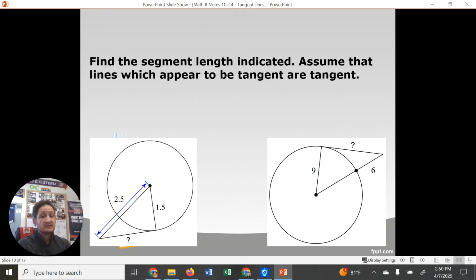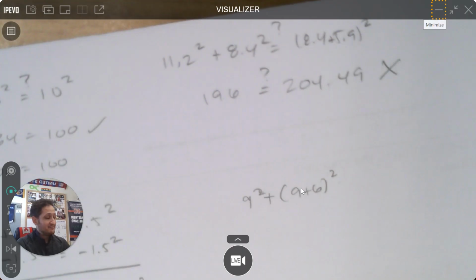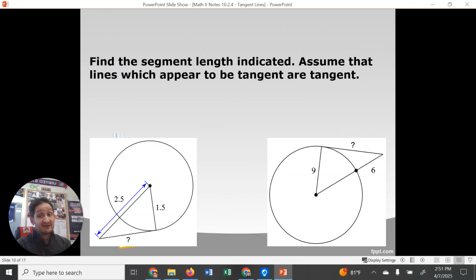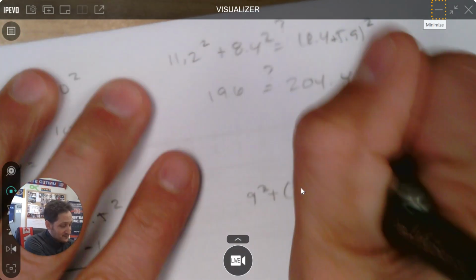Next problem. Did you notice I gave you the radius? The radius is 9, so my hypotenuse is 9 plus 6, which is 15. So I have 9 squared plus, well, I'll say 9 plus 6, but we know it's 15 squared. Oh, wait, no, that's not right either. See what I did there? 9 plus 6, that's my hypotenuse. That's C. Man, I could have made that mistake. That would have been really bad. Would have got some bad numbers.